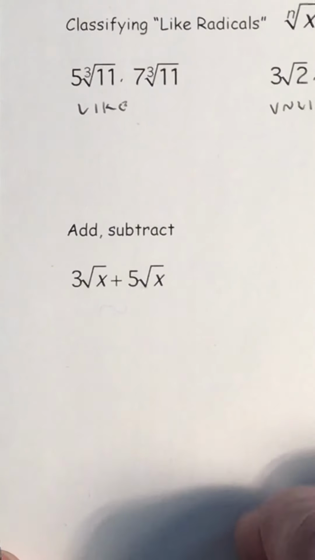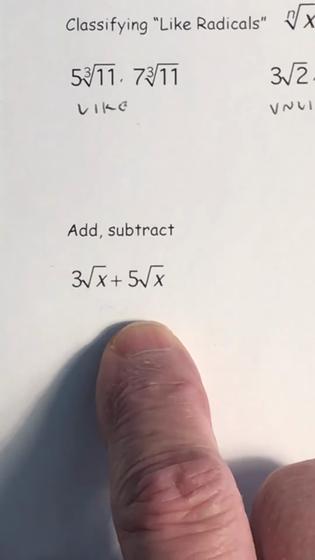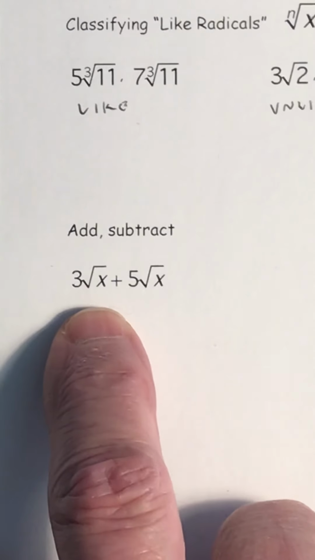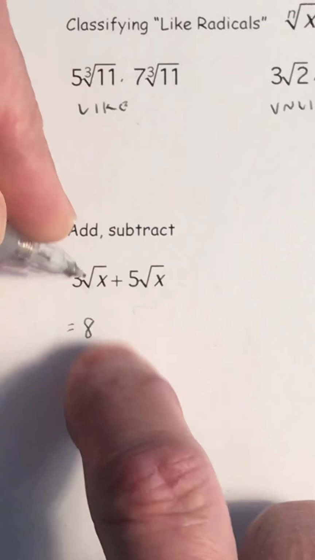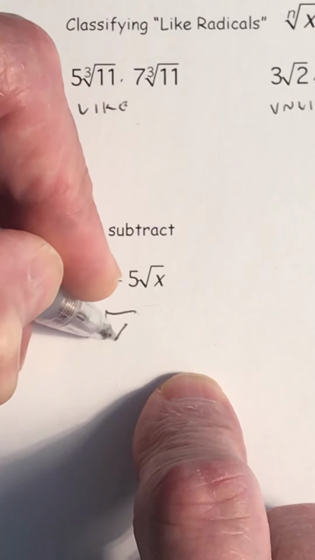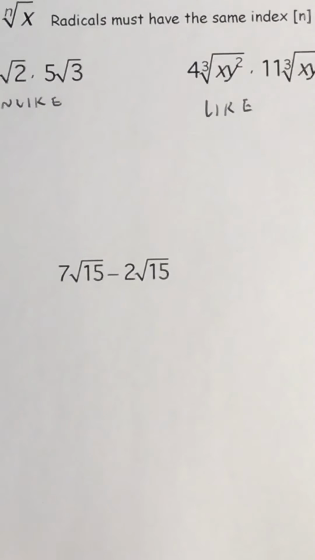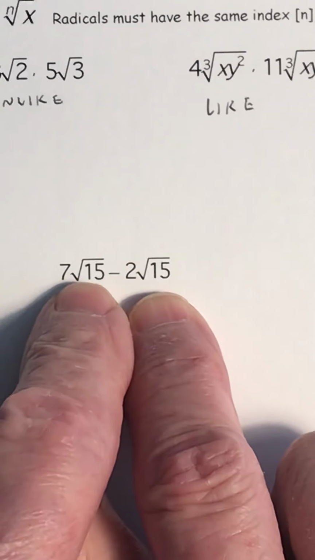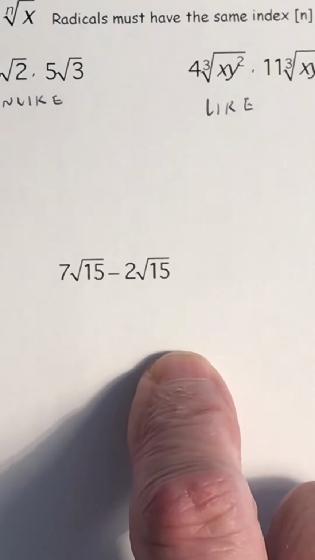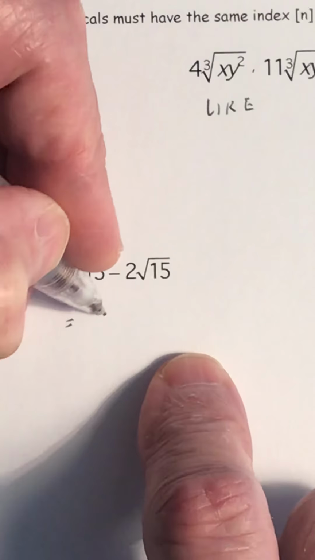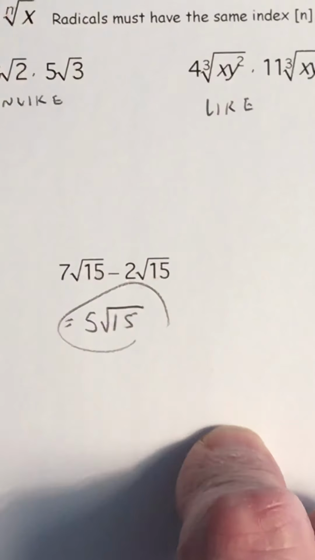And just like we did with plain old variables earlier in the semester, we work with the coefficients. 3 of these things plus 5 of these things means we have 8 of these things. And by these things, I mean square root x's. Slide over here. Are these like? It's 7 root 15s minus 2 root 15s. They're both square roots of 15s. So 7 of them, take away 2 of them. We have 5 square root 15s.